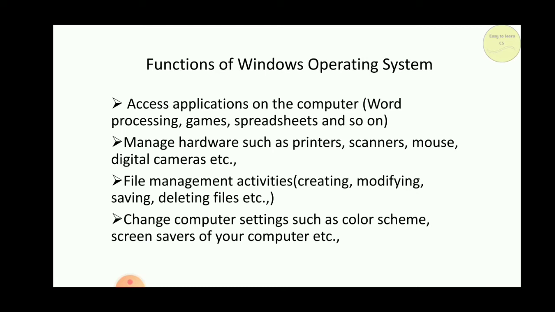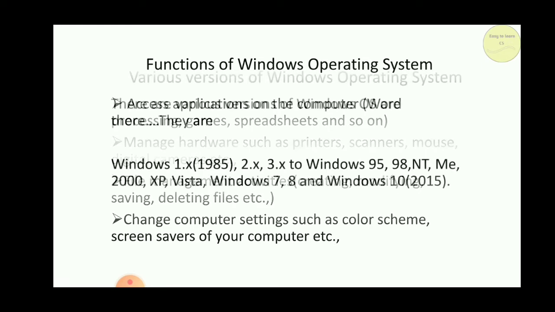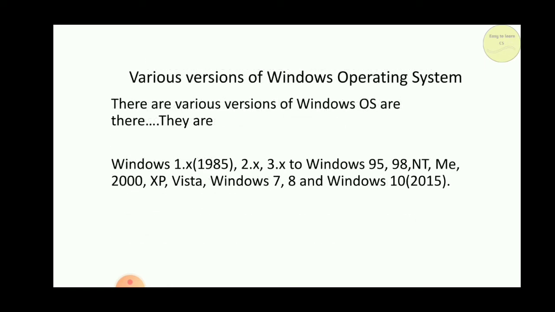And then there are various versions of Windows available. First one is Windows 1.x. It was introduced in 1985. The special features of Windows 1.x is introduction of GUI in 16-bit processor and mouse was introduced as an input device. And the very popular Windows operating systems now are Windows 7, Windows 8 and Windows 10.